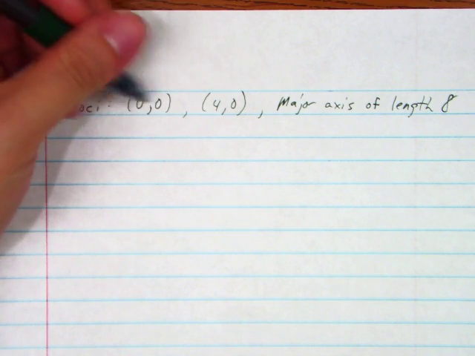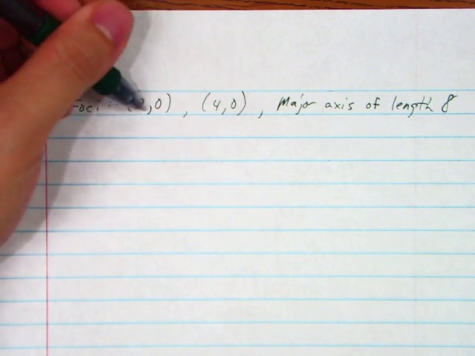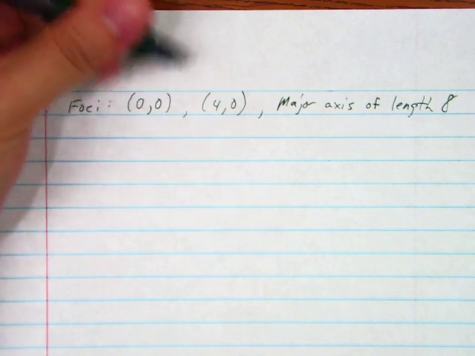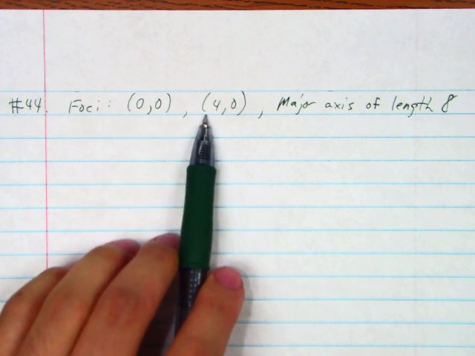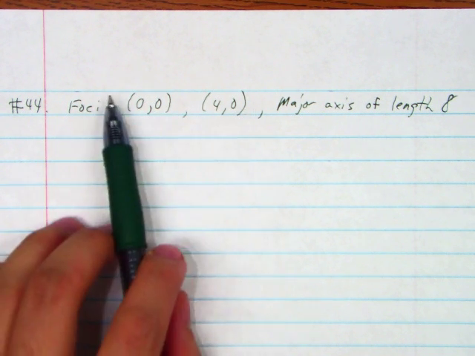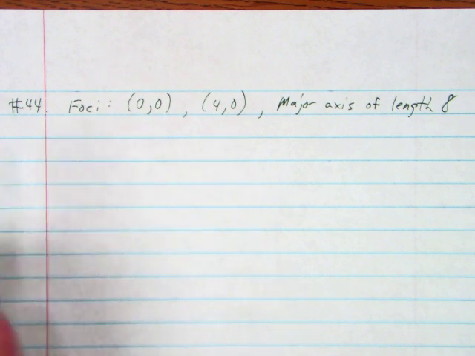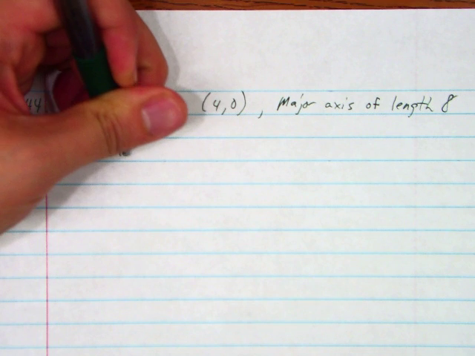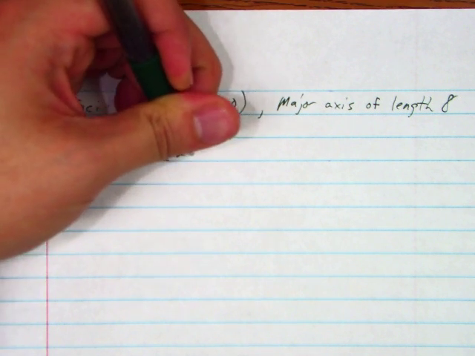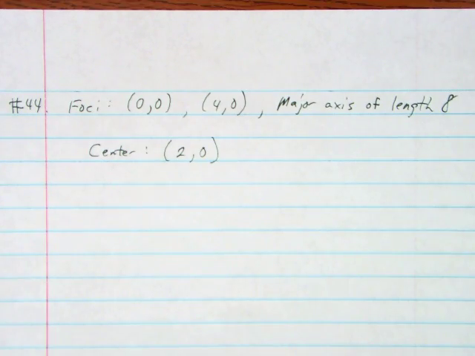Knowing these foci right here, I know that the center will be halfway in between these two foci. Okay, so the 0 is the same. What's halfway between 0 and 4? That's 2. So my center will be (2, 0). We already know that now.